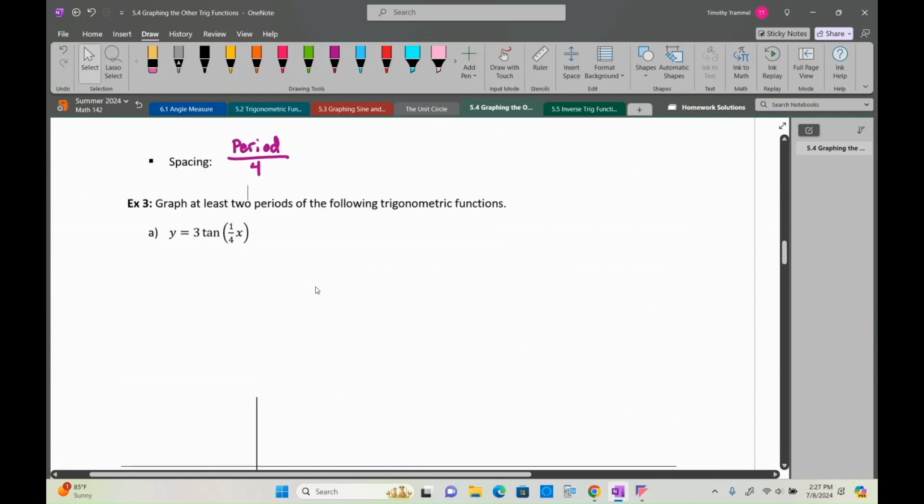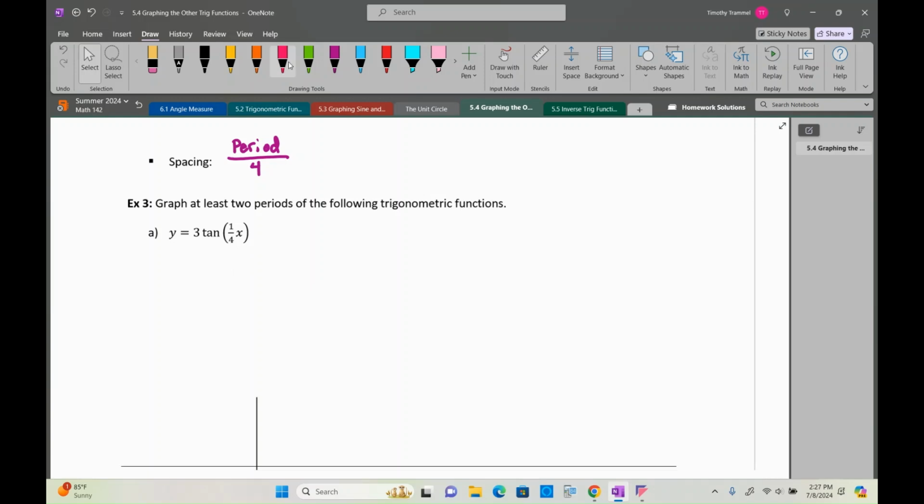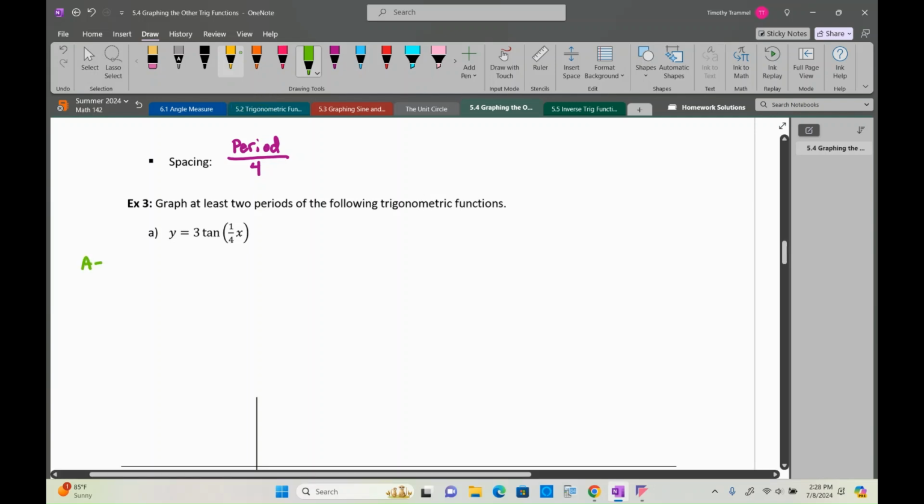Okay. So we're going to use all this information here and the parent functions up here to try to graph one of these. So it says graph at least 2 periods of the following trig functions, and we have y equals 3 tangent of 1/4 x. Okay. So let's start off with that a value. Okay, so a here is equal to 3. This is our vertical stretch.